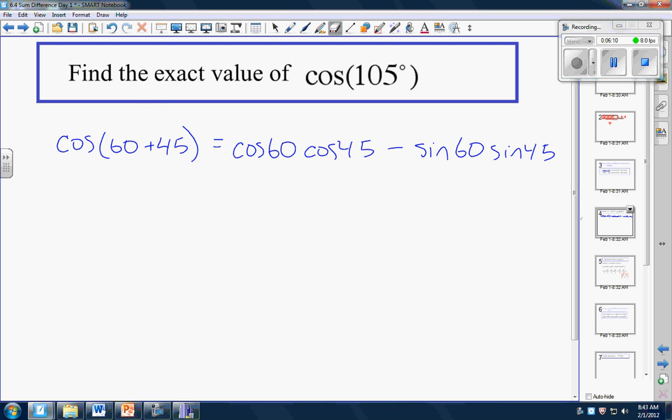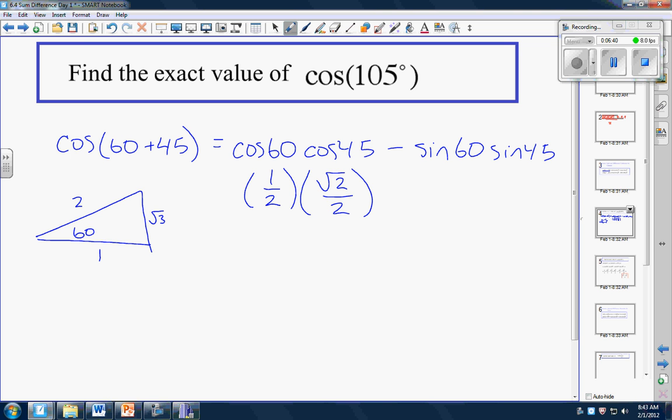All we have to do now is go evaluate this. Cosine of 60, so it may not hurt to draw a triangle in. Here's a 60, 2, square root of 3, and a 1. If you're using a bigger angle, make sure you get your quadrant right and you get all your angles and everything. So cosine of 60 is 1/2, and I'd write the fractions like that. Cosine of 45, we know those are square root of 2 over 2. 45s are always nice. Sine of 60 now.